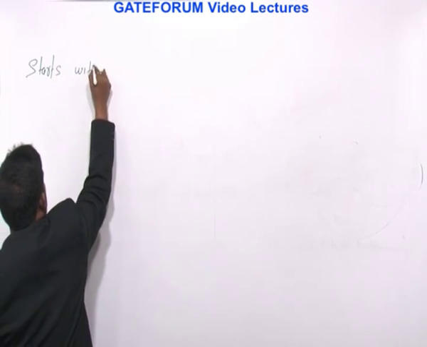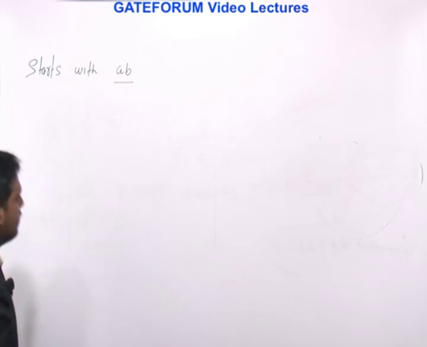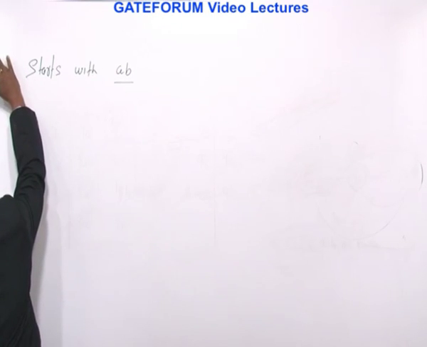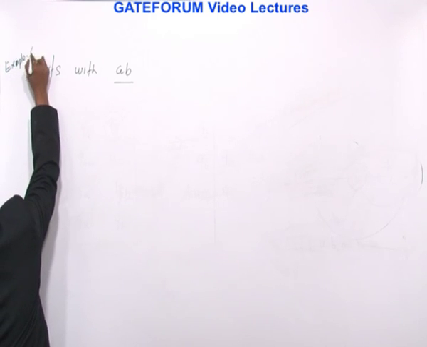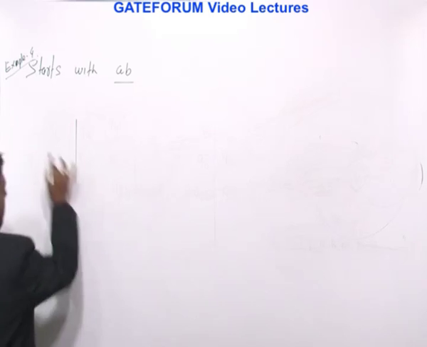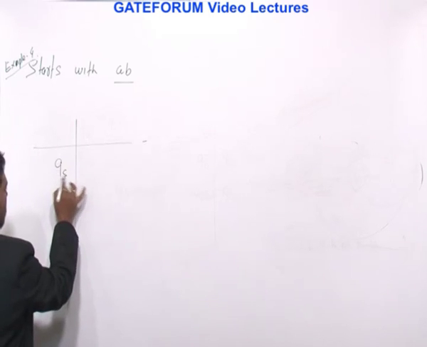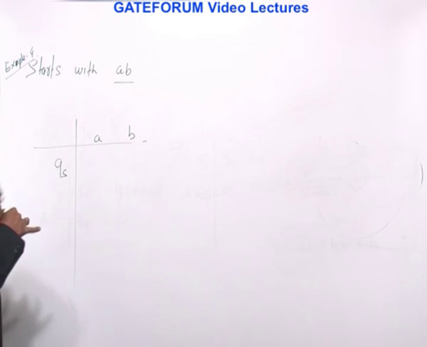Starts with AB, okay, this pattern. Example, let's say example 1, 2, 3, example 4. Okay, starts with AB. So now again the table, A and B. Now see how the thinkings are being applied in this case.